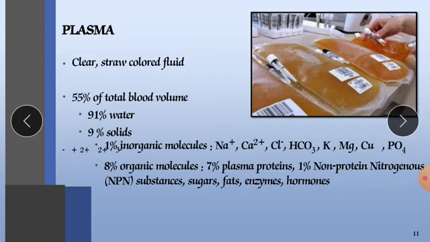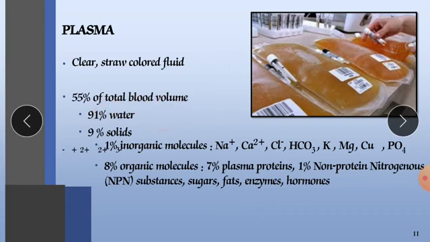Plasma. Plasma is the clear, straw-colored fluid. Whenever we separate the plasma, it contains the antibodies. That's why in plasma therapy, in the COVID condition, we gave this plasma. That straw or slightly white colored, transparent liquid is called plasma. It is almost 55% of our total blood volume.